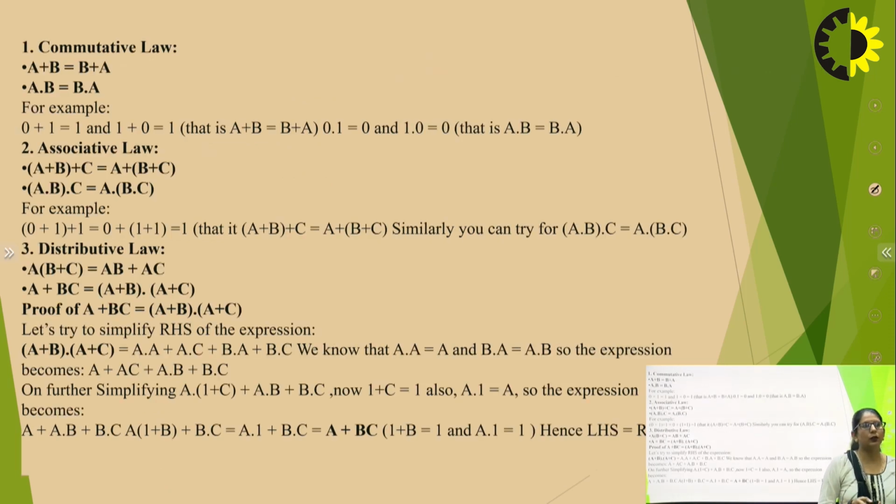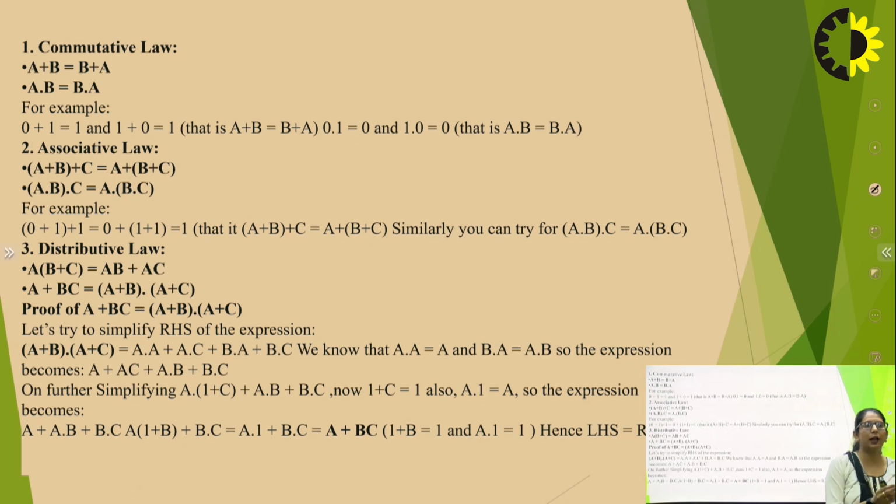Now let's continue with the axioms. In the axioms, there are a number of laws. For example, the very first one is the commutative law. Why are we studying these laws? Because these are further used in the simplification of our Boolean algebra. Whatever Boolean function we have, we need to simplify it. For simplification, we can either use these laws or we can use the K-map strategy.